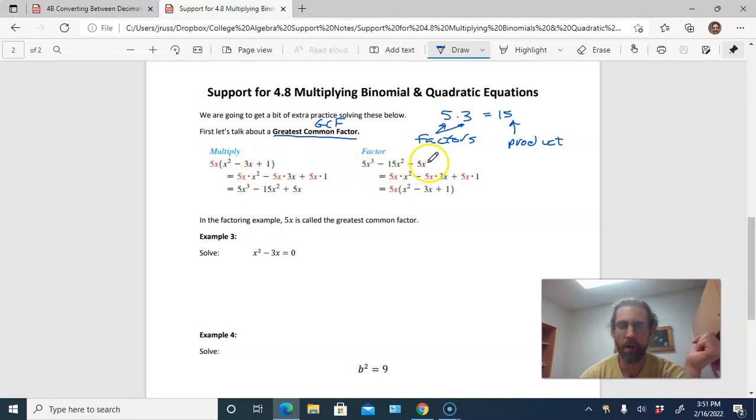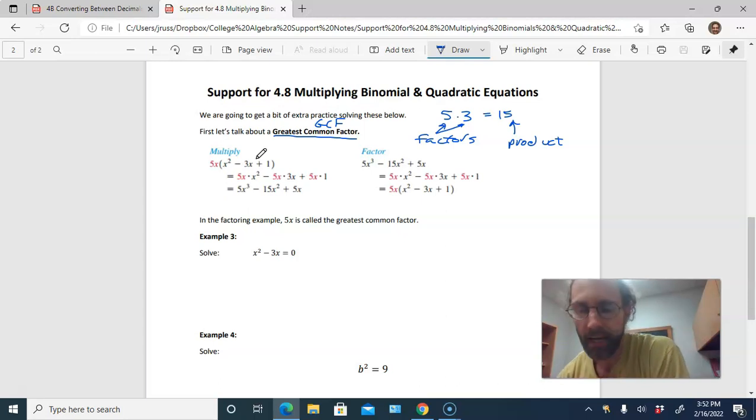And furthermore, they all have at least one x, one factor of x. And so you can take out that factor of x. So you can see here, each of these terms has a factor of 5x. So you take it out, and what you have left is really what you started with over here. Okay? This is called factoring out the greatest common factor.